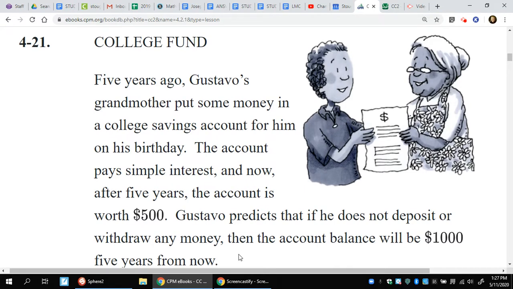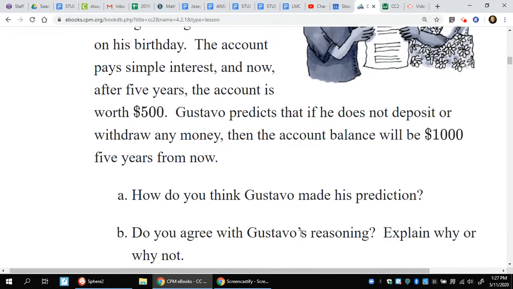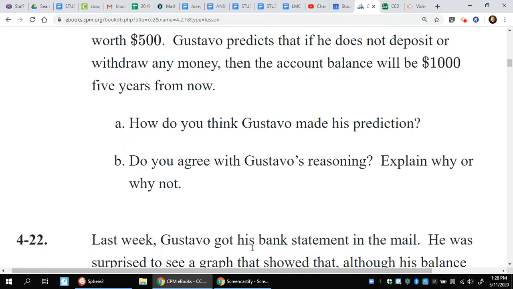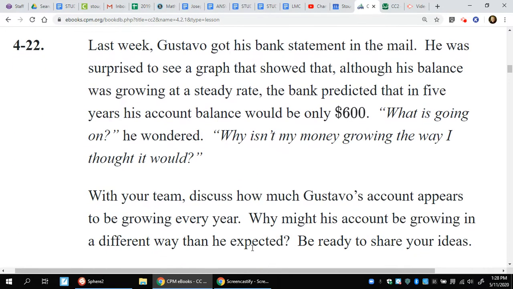421, the problem set is introduced by a college fund math problem with Gustavo's grandmother putting some money in a savings account for him, and the account pays simple interest. After 5 years, the account has $500 in it. Gustavo makes a prediction that if he does not deposit or withdraw any money, then the account balance will be $1,000 5 years from now. So that's some background information.